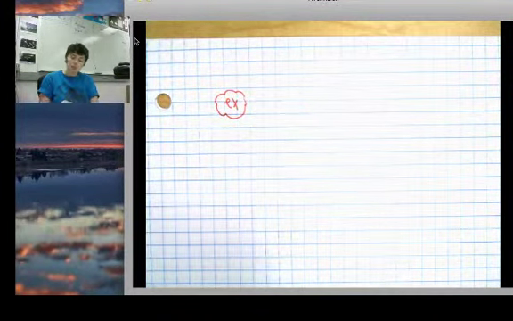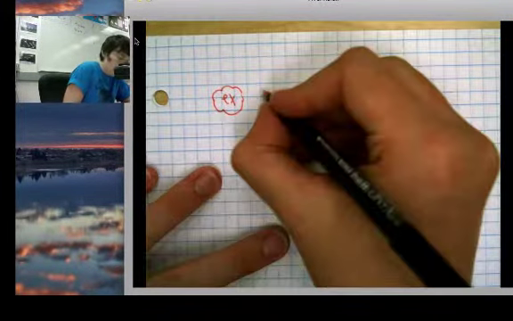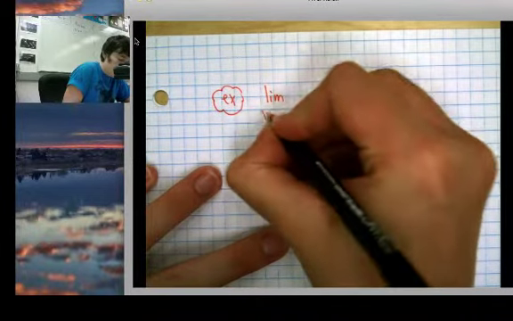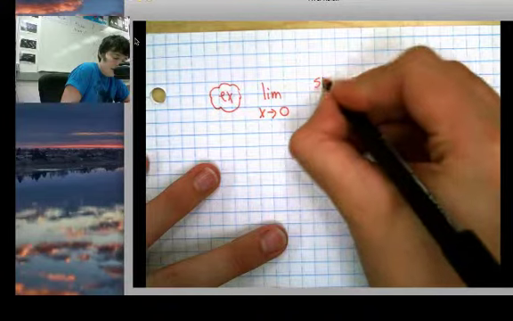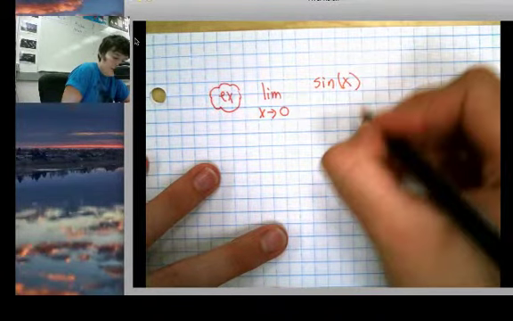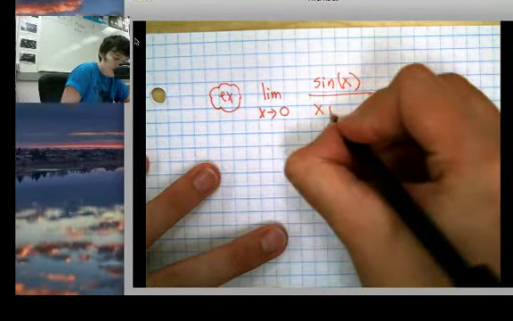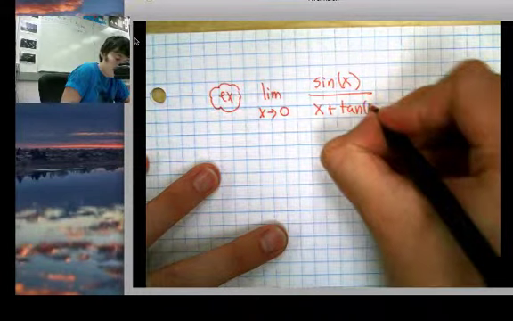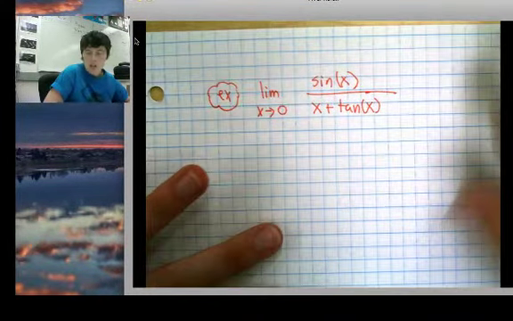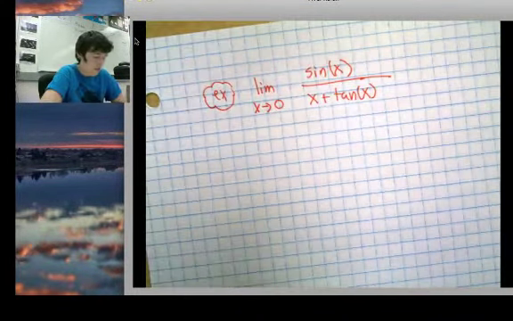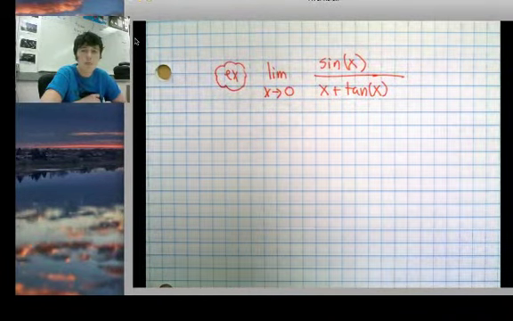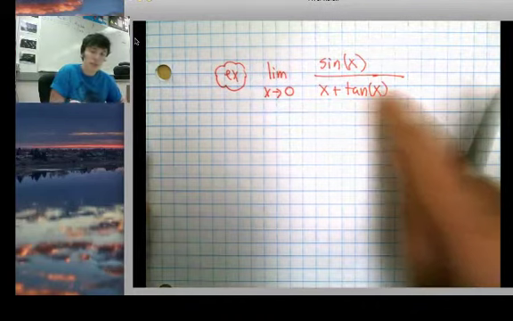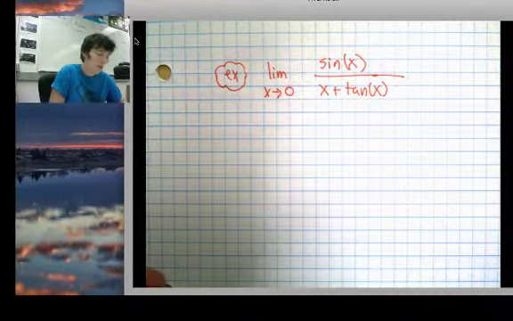How about we do this one, the limit as x goes to 0 of sine of x all over x plus tangent of x. It's a fun one. So you can plug in 0, but the whole denominator is going to be 0 when you're all done. So it's not going to work.